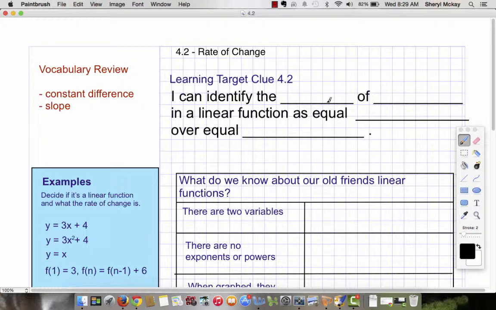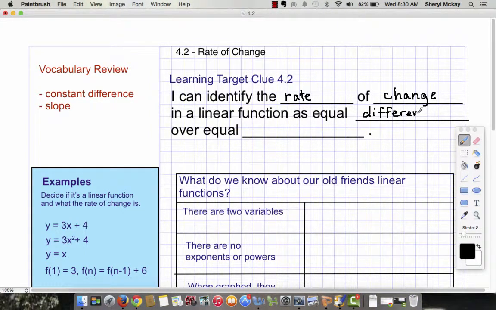We're continuing on in case 4, which is all about growth patterns and how they change. Today we're going to talk about rate of change, and our learning target clue is: I can identify the rate of change in a linear function as equal differences over equal intervals.